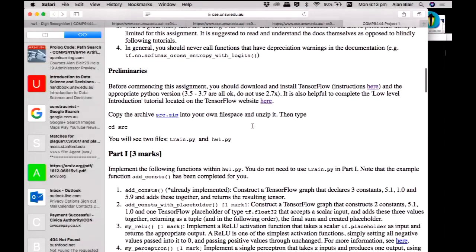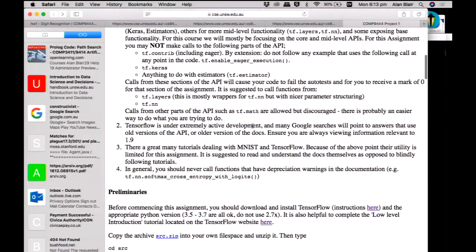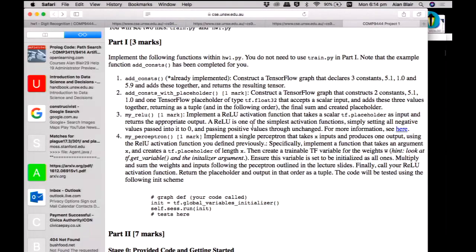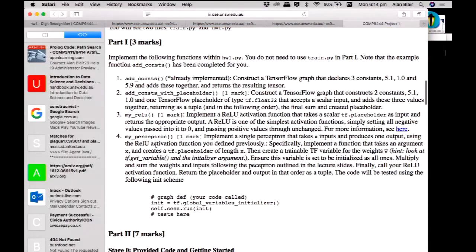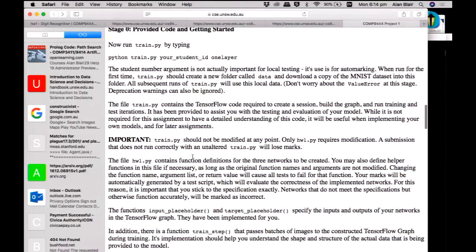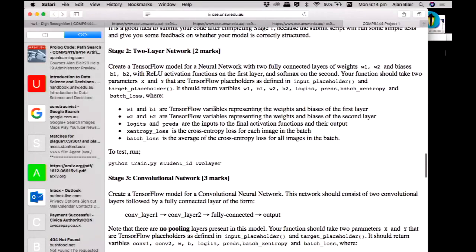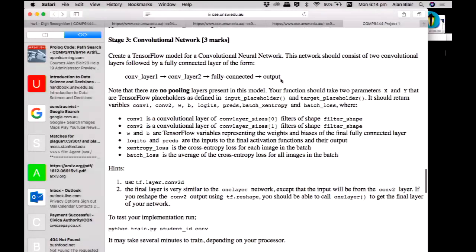Basically what you'll have to do here is write some TensorFlow code to define a few models. It's split up into part 1 and part 2. Part 1 is just defining a ReLU perceptron, and part 2 is defining 3 different models: a single layer network, a 2-layer network, and a convolutional network. We'll be talking next week about the structure of convolutional networks.